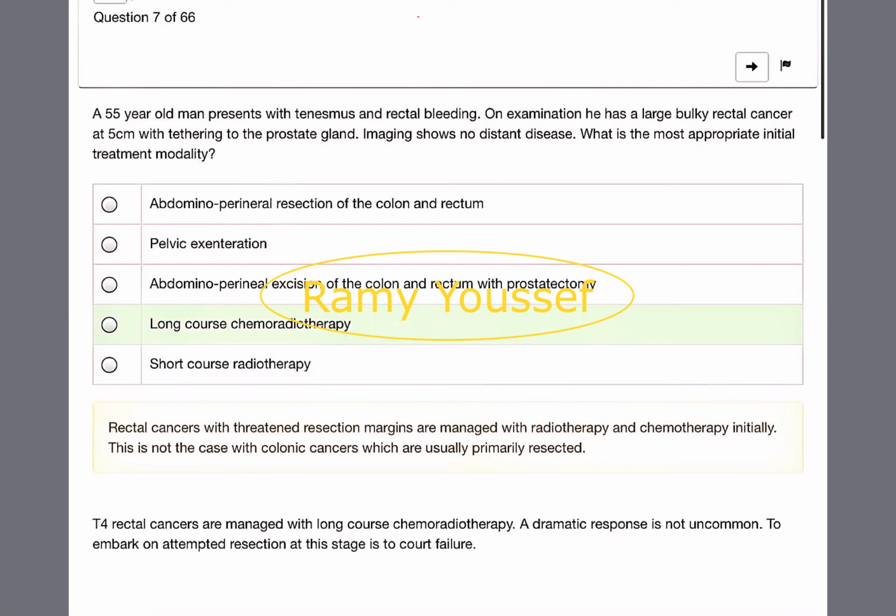Here, the tethering means direct extension and infiltration of the prostate. The abdominoperineal resection removes the lower anal canal and upper rectum. So in this situation, you have first to go for long course chemoradiotherapy. Whether you go for debulking surgery or not depends on the result of the chemoradiotherapy.